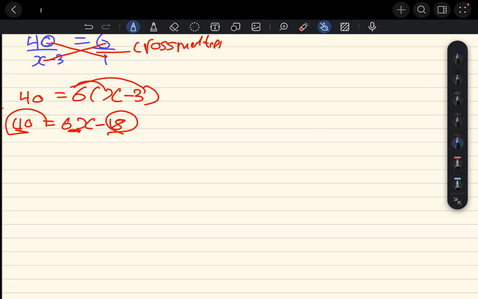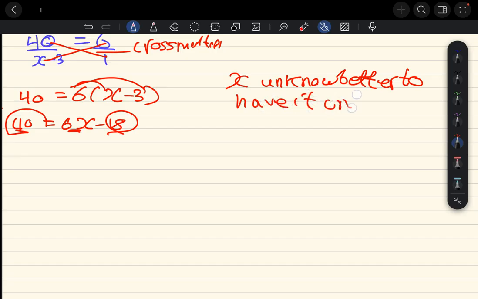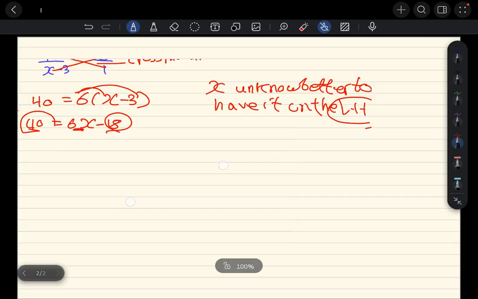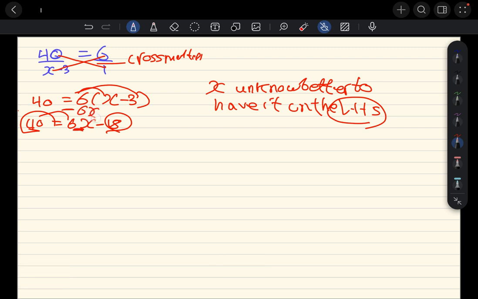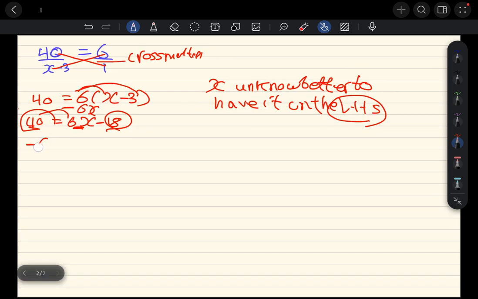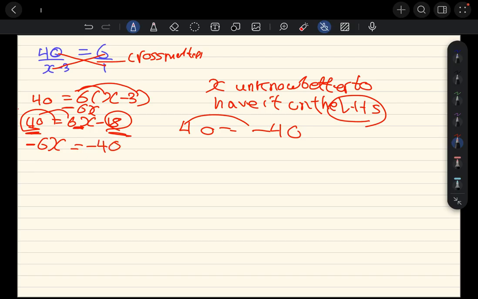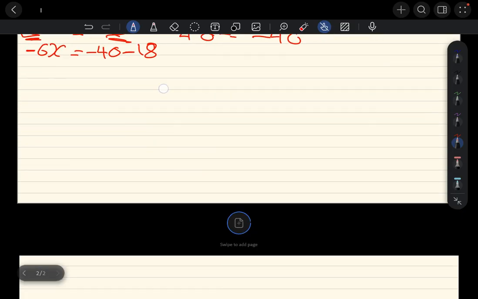Here the x, or the unknown, it's better to have it on the left hand side. So we're gonna minus 6x. So my equation will look like minus 6x. We have no x's on the right of the equation. Equals the 40. When we go to the other side, it's gonna be minus 40, right? So minus 40, and we already have minus 18. I haven't moved it.